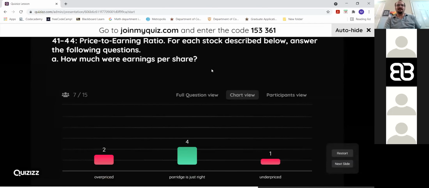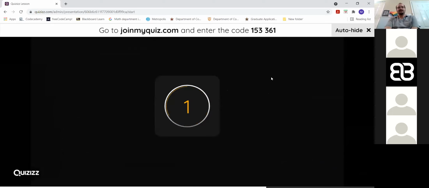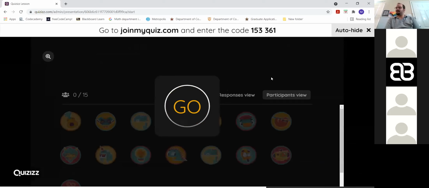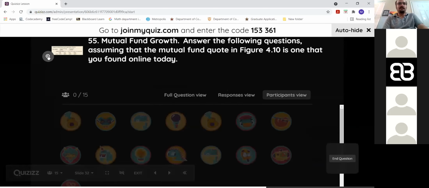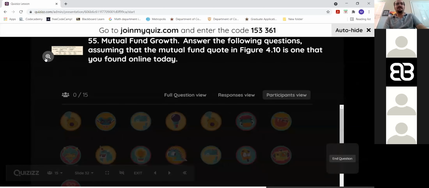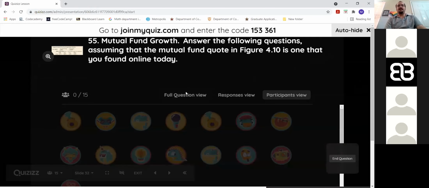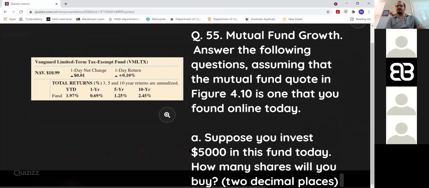Now we have a mutual fund. So this you're going to find, I don't have that formula sheet, but it's going to be like you're compounding things once per year. And so if they say, what do they say? They want to know, we invest 5,000 in a fund a day. How many shares will you buy?